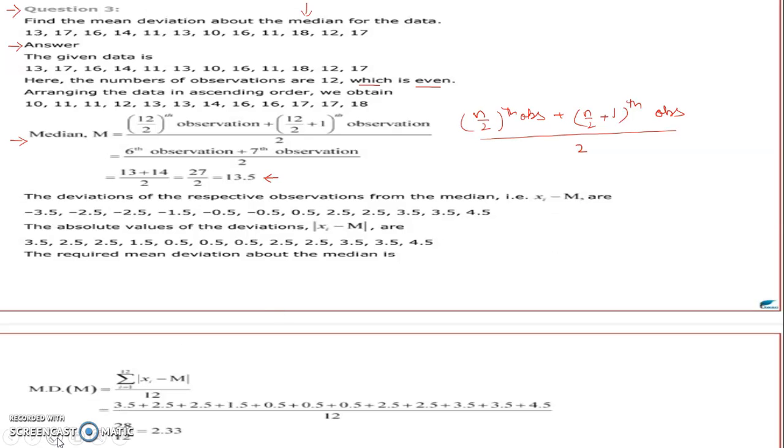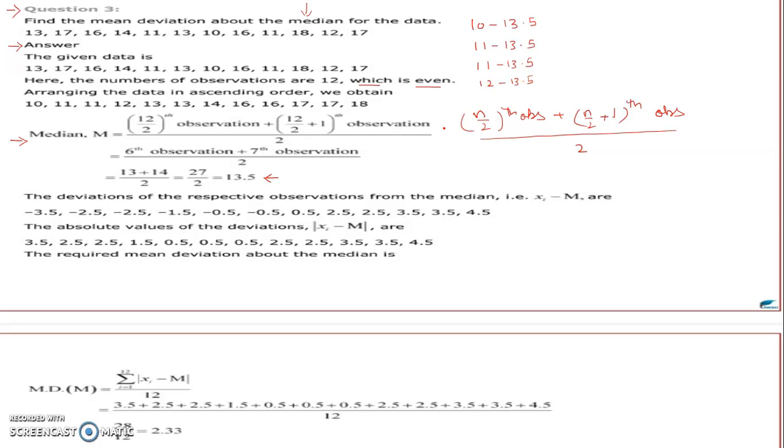So what are xi? Xi are the values which are given to us, and the median is 13.5. What is the first value? 10. So 10 minus 13.5. What is the next xi? 11. So 11 minus 13.5. Then again 11 minus 13.5. Then 12 minus 13.5.